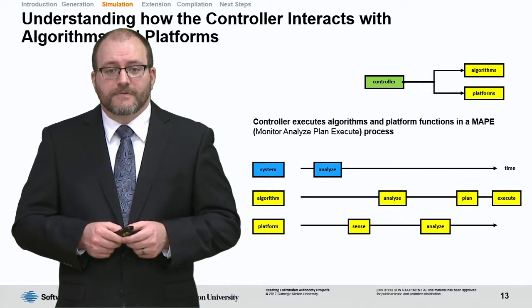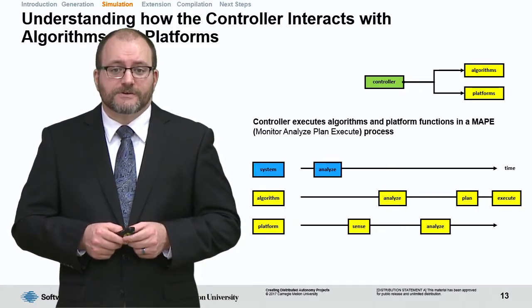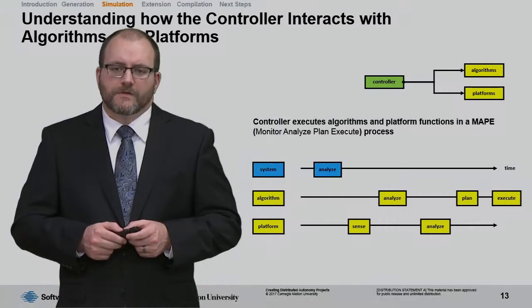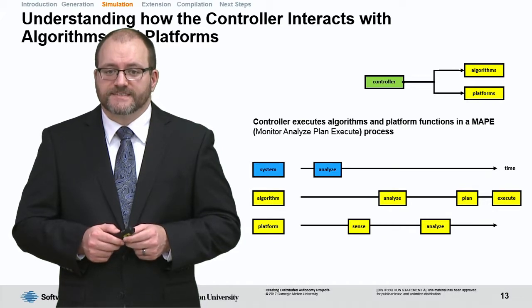After that, the algorithm and platform get to run an analyze phase, where they get to process the world state and figure out what they're going to do next. Then the algorithm runs a plan function and an execute function that you create in your application. There are 2 important quality of service properties that are attached to the MAPE process itself.